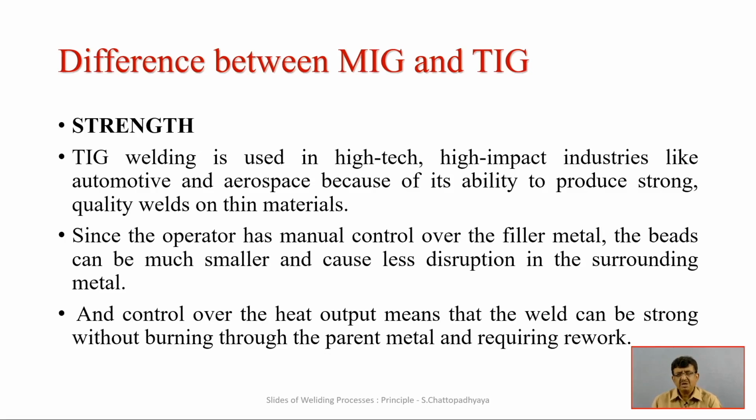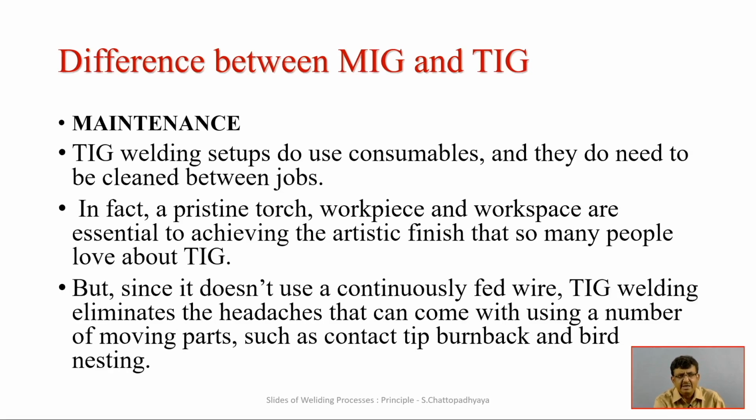In MIG, fine precise welding is sometimes not possible, because there is always a flow of molten metal from the fusing of the electrode. And control over the heat output means that the weld can be strong without burning through the parent metal, and it helps in repair work. So, control of all those things is required, and that is better in TIG.